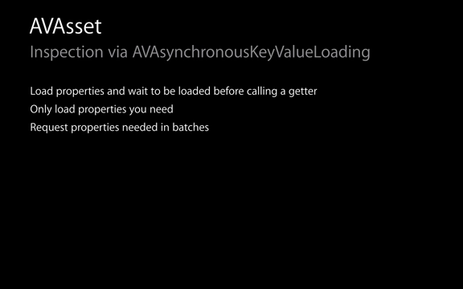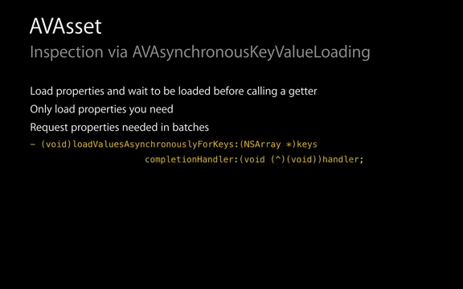Now that we looked at a good reason to use AV asynchronous key value loading, there are two more things to remember. Firstly, only load those properties you anticipate to use in your application. Every extra property means more work. If you intend to not use a particular property, do not incur the wasted work. And the second thing is, if you anticipate the use of a particular property later in your application, you can still request all of them together using load values asynchronously for keys and completion handler. You can pass in an array of keys which AV Foundation will load together, and your completion handler is called once we are done loading these properties.